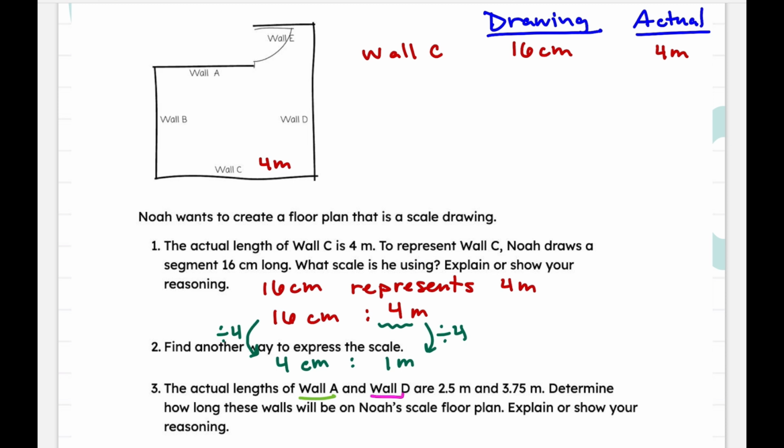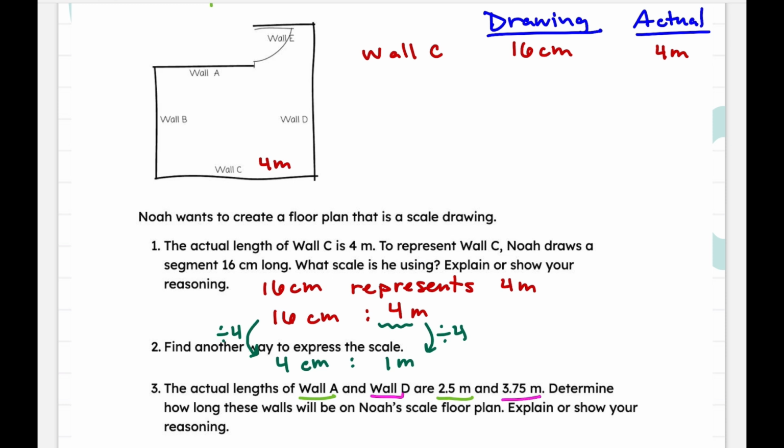So when I continue reading and it says the actual lengths of wall A and wall D are, and then it lists those two extra measurements, that means wall A, which was listed first, is going to be the first measurement that it gives me. So wall A is 2.5, and wall D was the second wall listed, so it's going to be the second measurement given. Wall D is 3.75 meters.